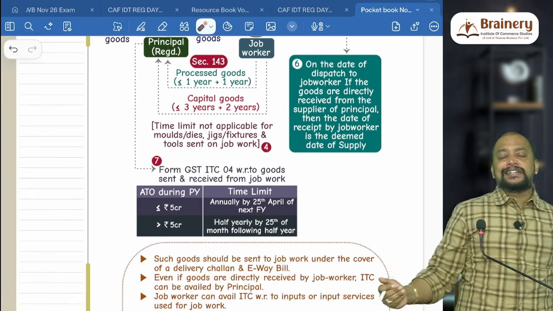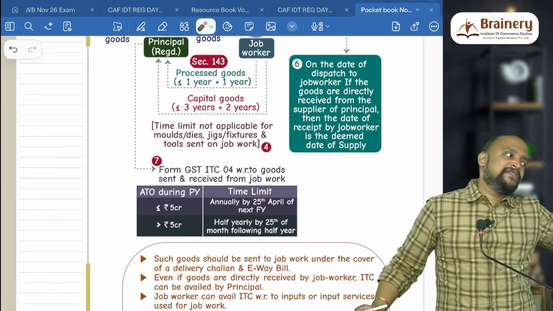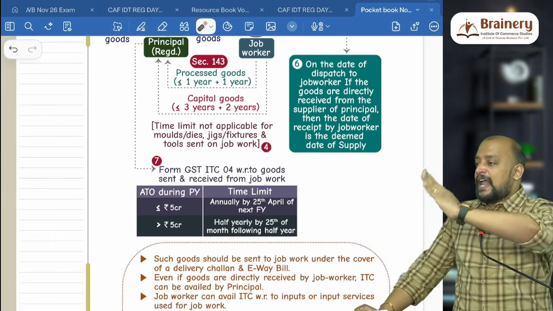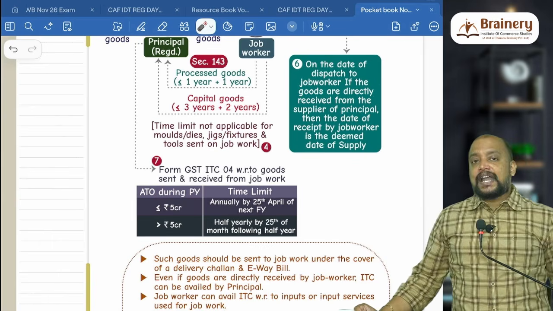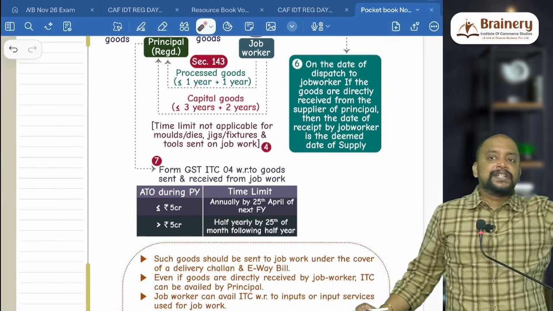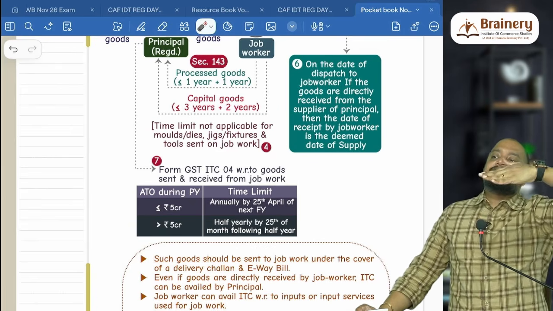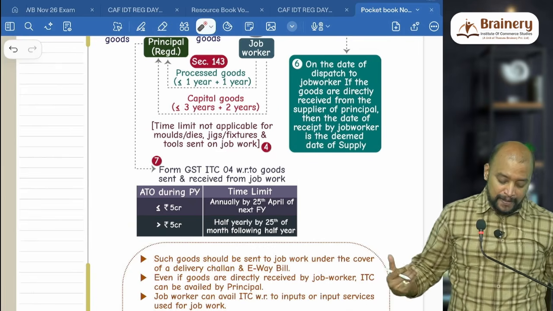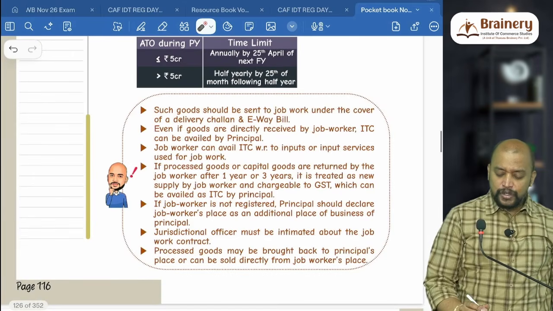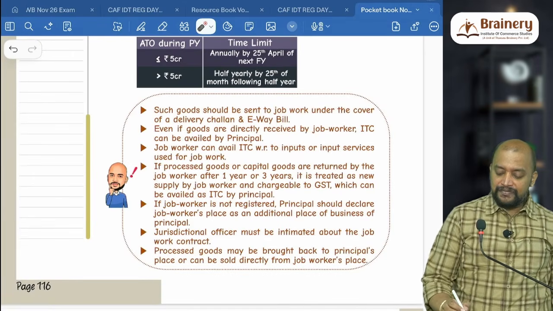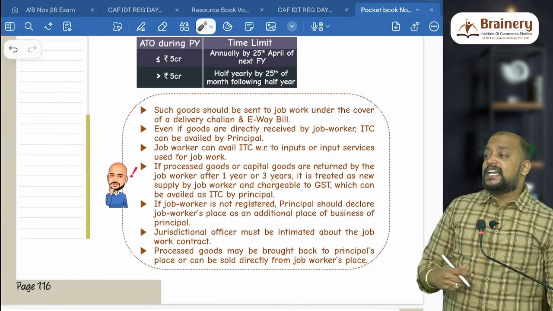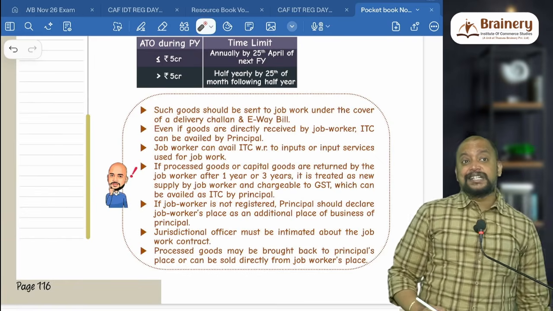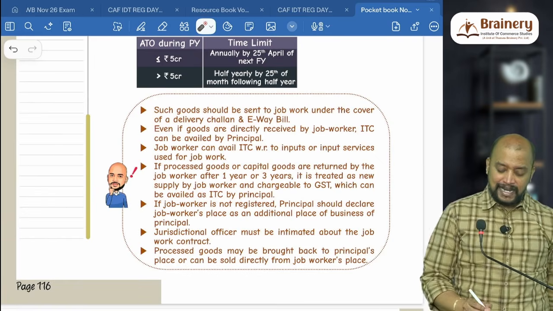The ITC-04 frequency: if my aggregate turnover during the previous year does not exceed 5 crores, it is filed yearly once by 25th April, whereas if my aggregate turnover exceeds 5 crores, it is filed twice yearly, half-yearly: first half year by 25th October, next half year by 25th April. Such goods shall be sent to the job worker under the cover of a delivery challan and e-way bill.